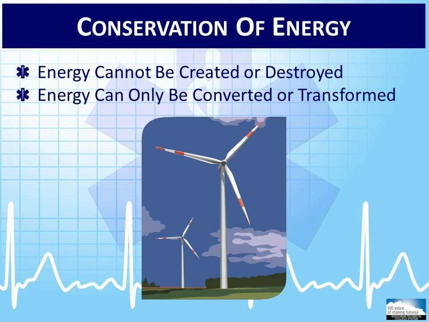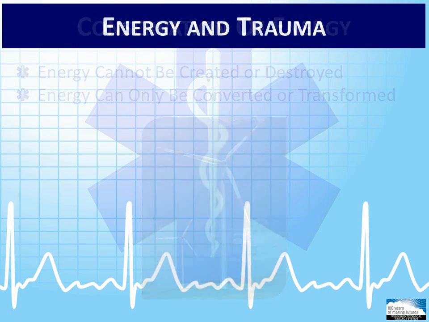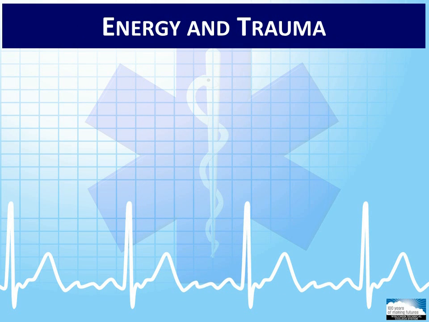The energy from the traumatic event is absorbed into and transformed by the human body. This transfer of energy into the body can result in significant damage to body structures and organs. When treating a traumatic injury patient, the EMT must keep this principle in mind to aid in developing a treatment plan for the patient.